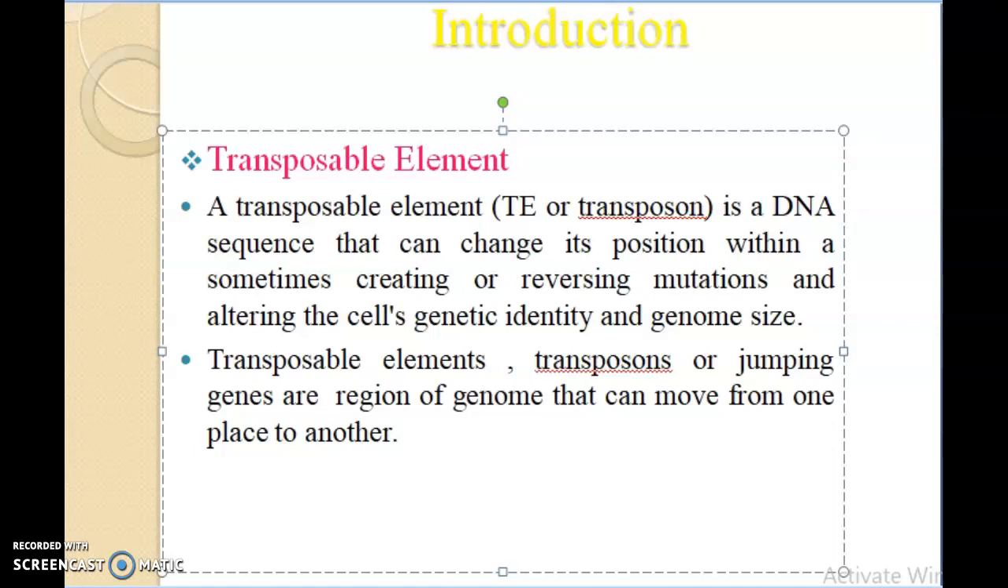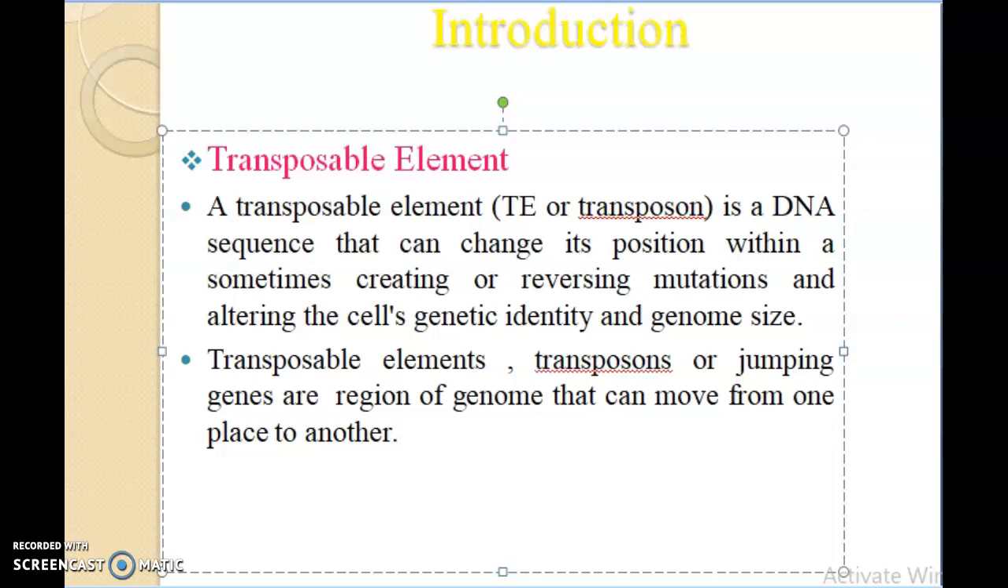Scientist McClintock discovered the concept of jumping genes. In 1983 she got a Nobel Prize for that, and these jumping genes are often also called junk DNA. These transposable elements are only one of several types of mobile genetic elements.